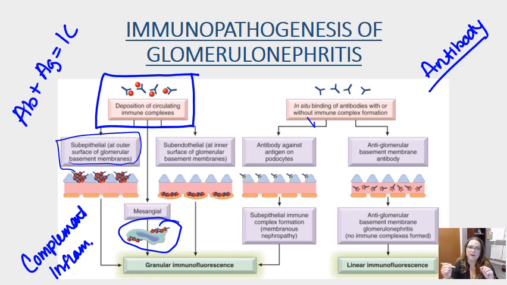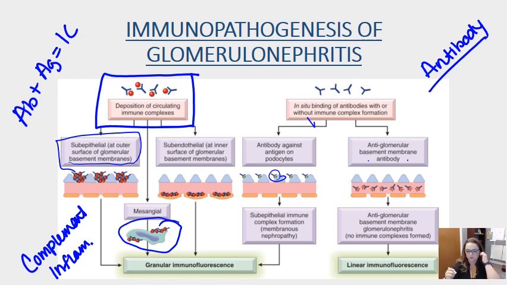Now, what if the antibody is specific for an antigen that is found inside the kidney? In this case, you could have antibodies that are against antigens on the podocytes or anti-glomerular basement membrane antibodies. This would be something that we would see in some systemic autoimmune diseases, where literally the antibodies are reacting directly to antigens found in the kidney.